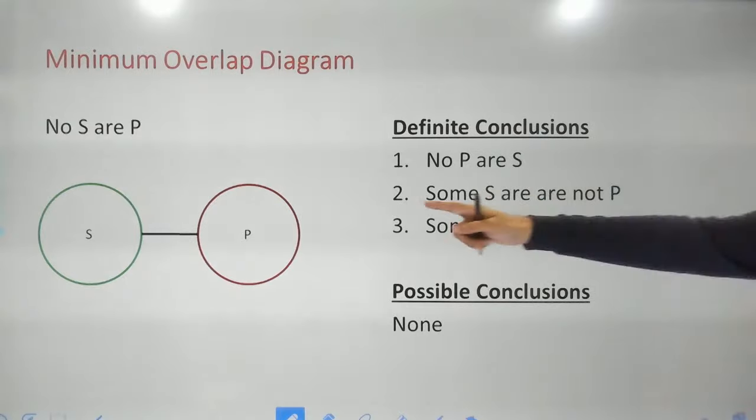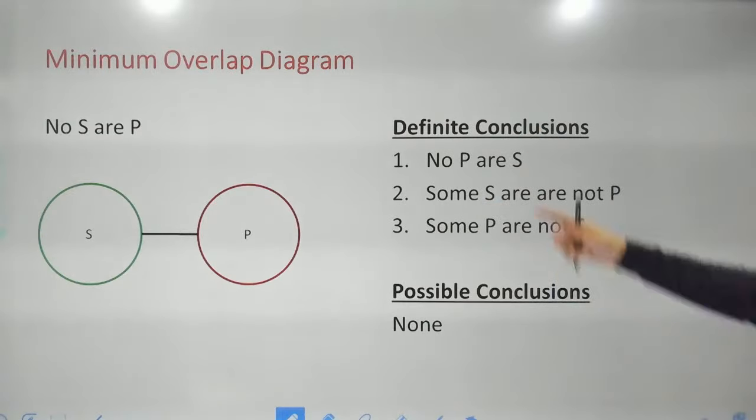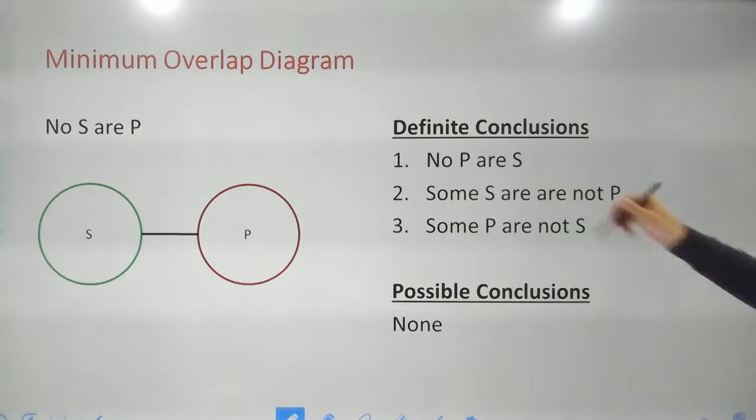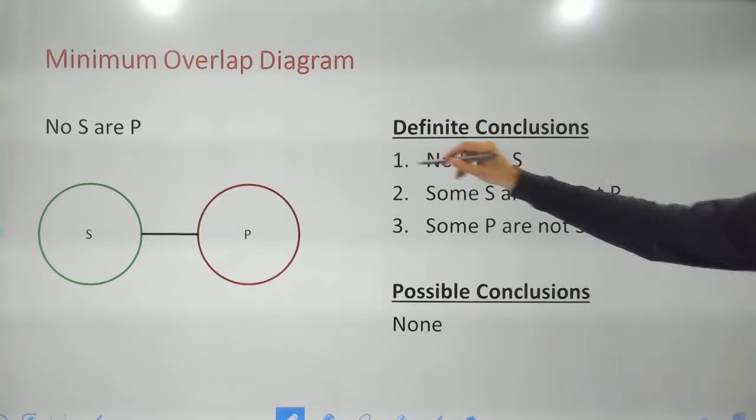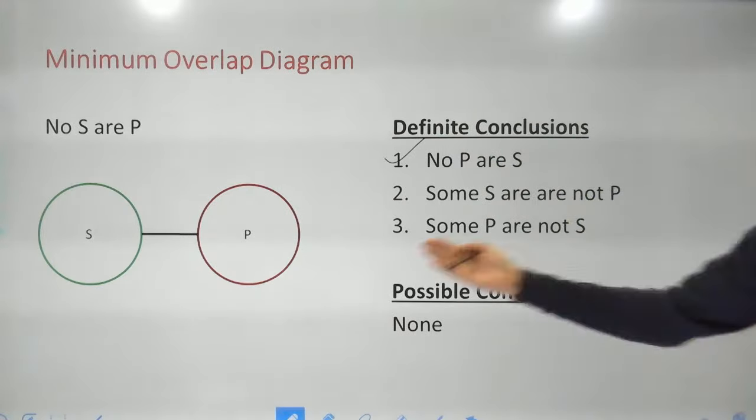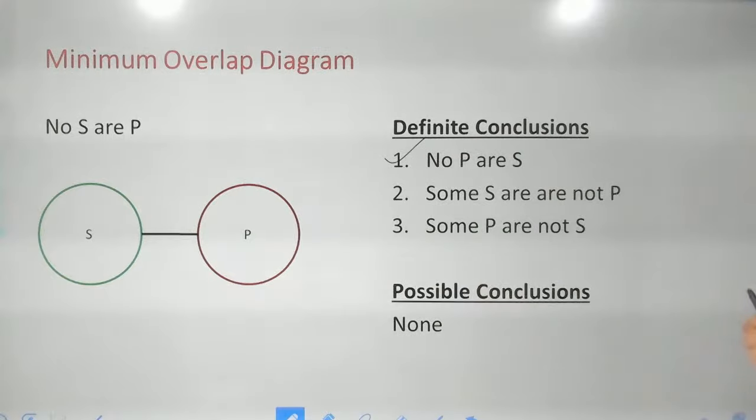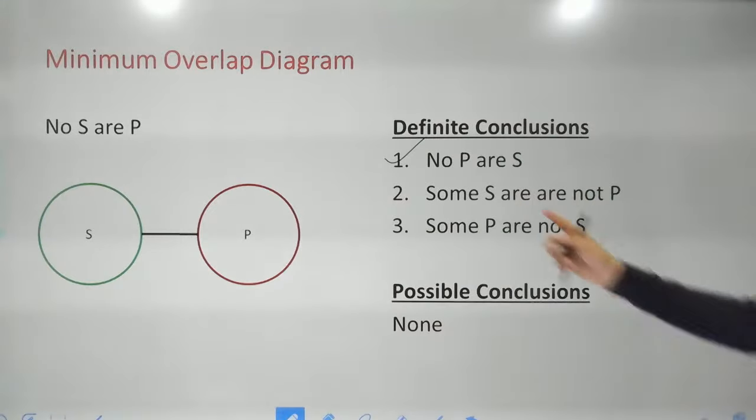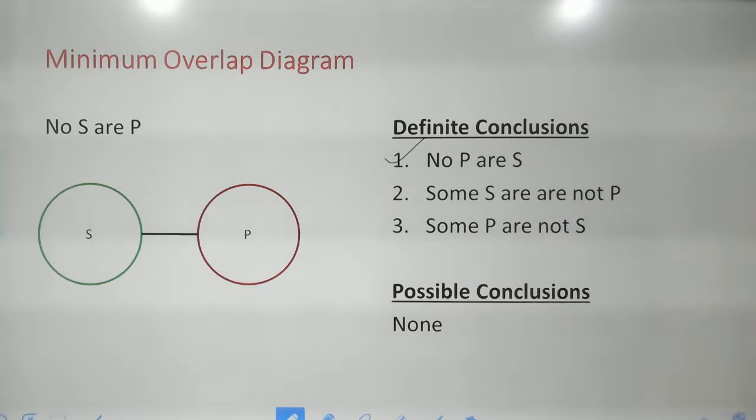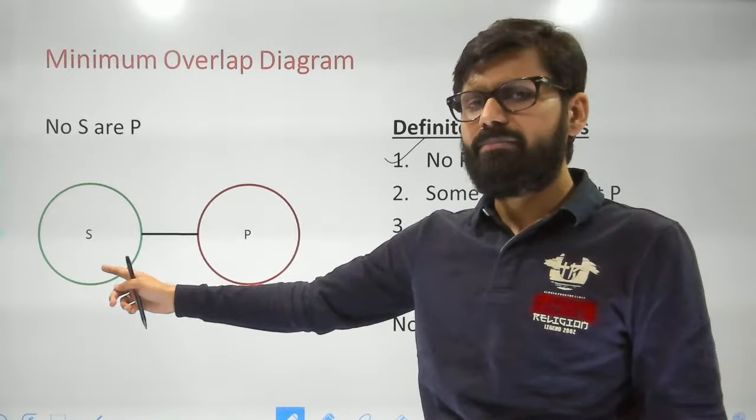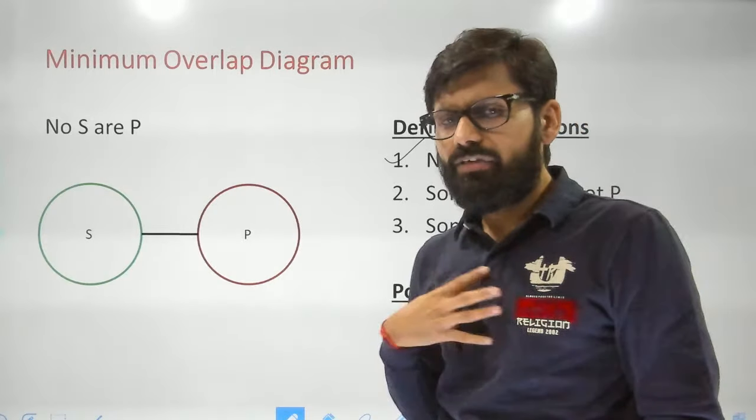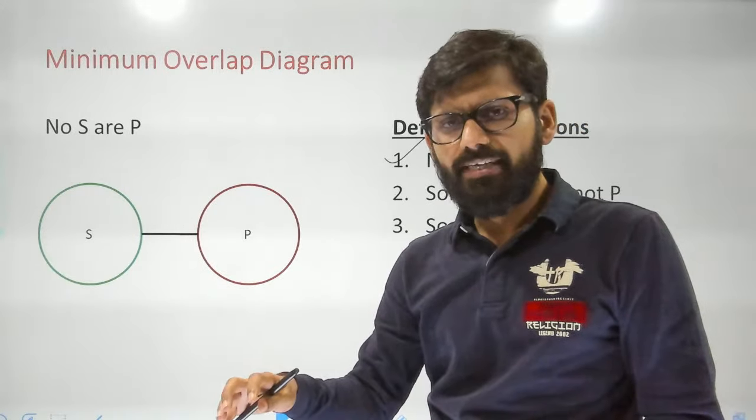So from no SRP, let's look at the definite conclusions. The first one says no PRS. And this is pretty straightforward. No element of P is in S. The second one is some S are not P. So obviously, if none of the elements of S are in P, we can say some elements of S are not in P.